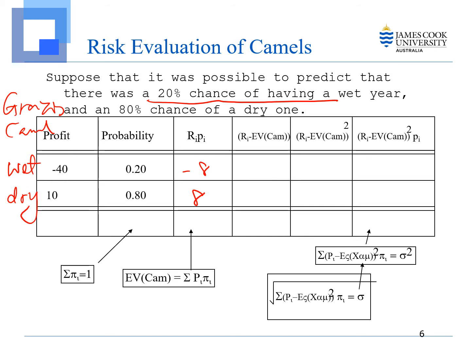Okay, let's sum them up. This weighted outcome, the mean, is 0. Negative 8 plus 8 is 0. Okay, so that's the expected profit when the manager decides to graze camels.